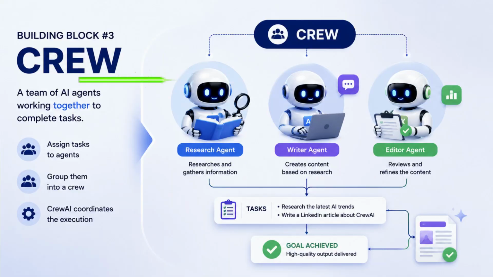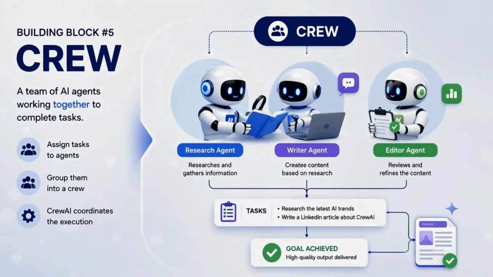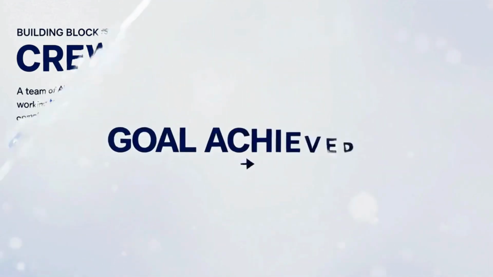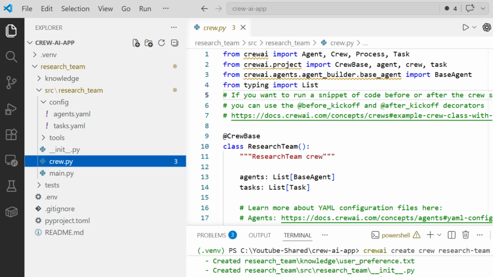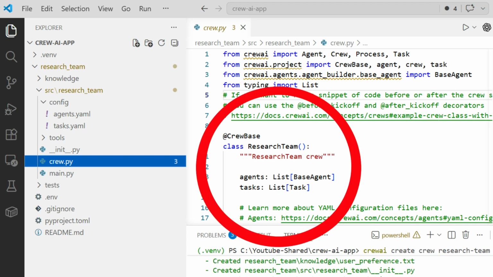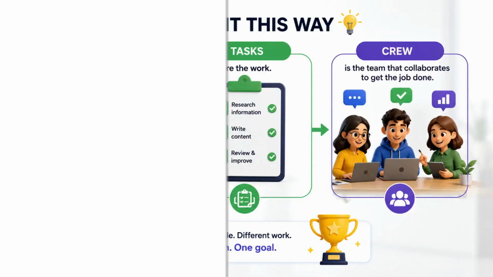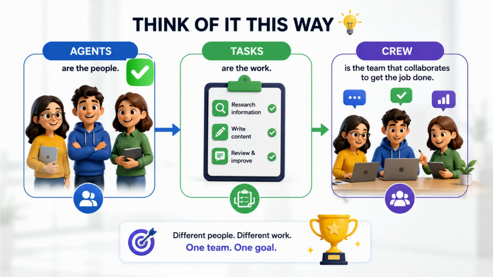Finally, we have a crew. A crew is simply a team of agents working together to complete one or more tasks. You assign tasks to agents, group them into a crew, and CrewAI coordinates the execution. Think of it this way: agents are the people, tasks are the work, and the crew is the team that collaborates to get the job done.